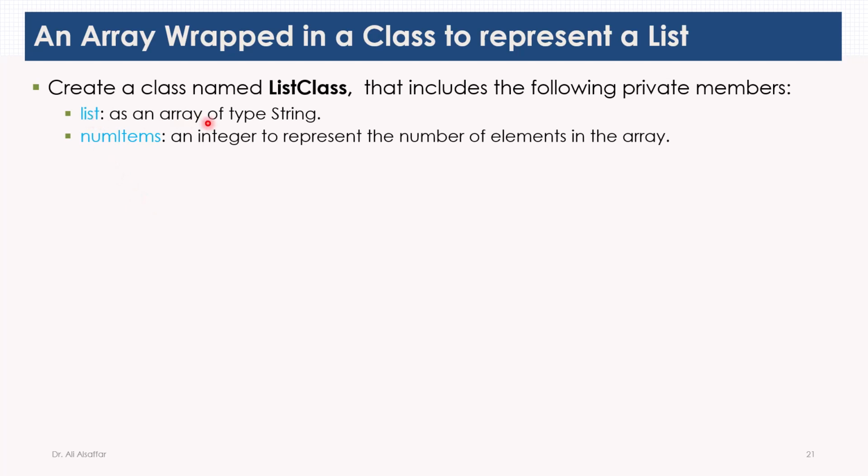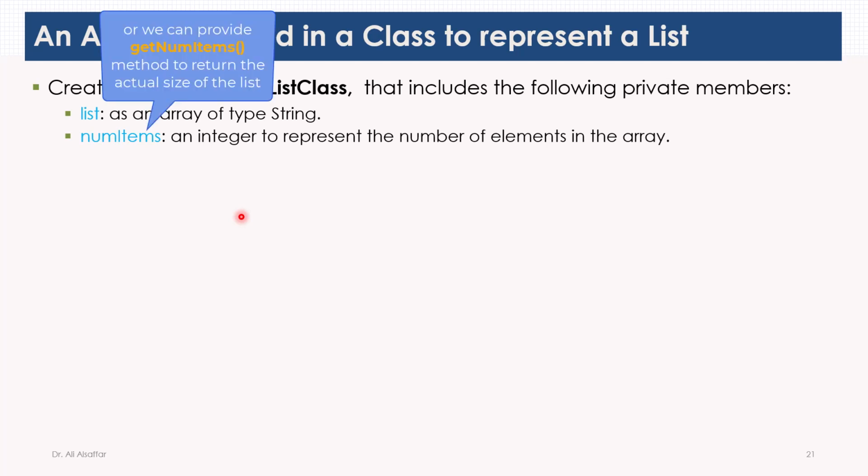So the list, which is an array of type string, and the number of items, which is an integer, we are going to define them as private data members. And we are not going to provide any setters and getters for these data members. Why? Because we want the class to take control of these data members, not any user of the class, which is an object that can change their values. Therefore, we can say that the array and the associated variable that represents the actual size of the array are managed only by the wrapped class.